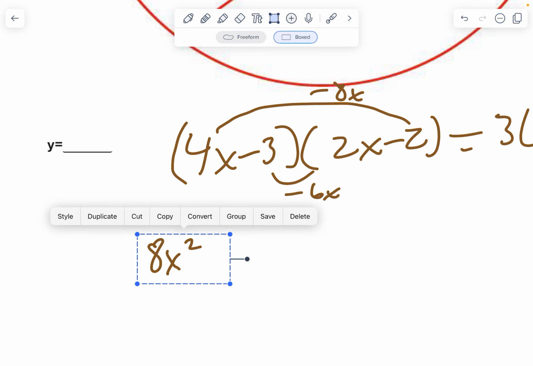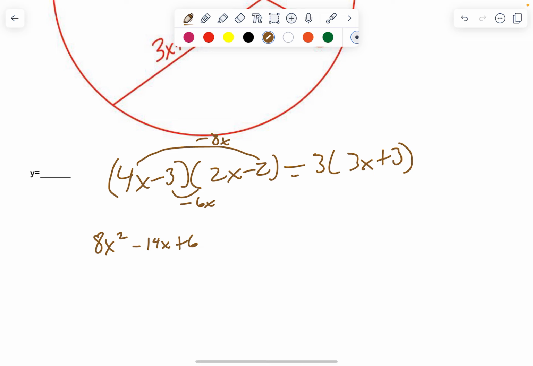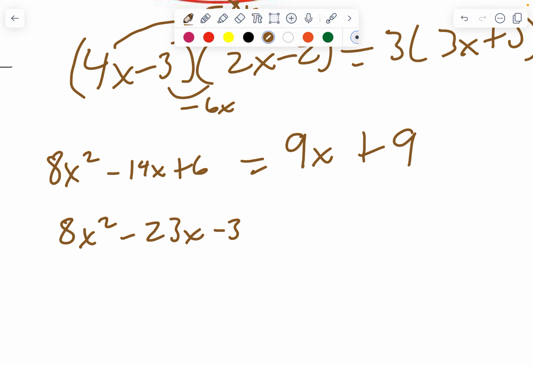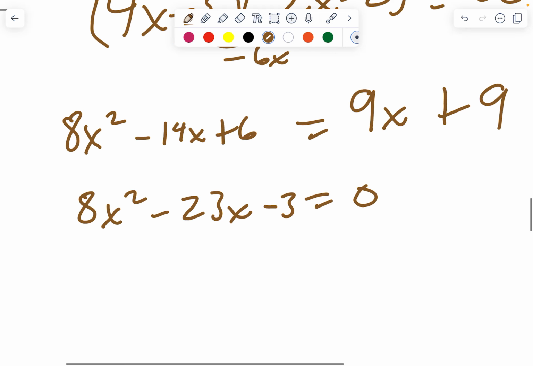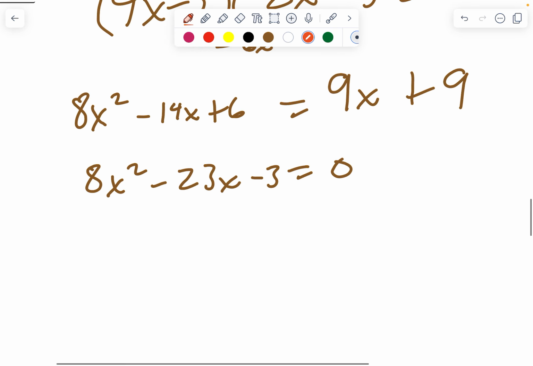So remember, we do first with first, then we do outside plus inside, and then we do last with last. So 8x squared minus 14x plus 6. On the other side, distribute the 3, we would get 9x plus 9. Make it equal to 0. That would be 8x squared. Subtract the 9x would be minus 23x. Subtract the 9 would be minus 3. And this one does not reduce, and this has a leading coefficient of 8. So this is about as hard as they get when it comes to factoring. So you can factor this however you want.